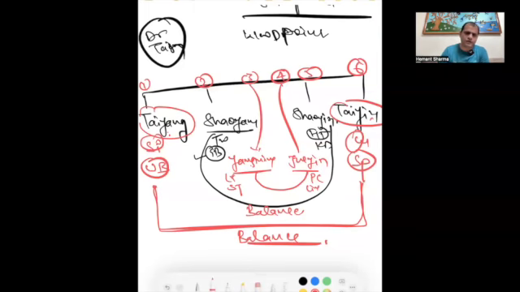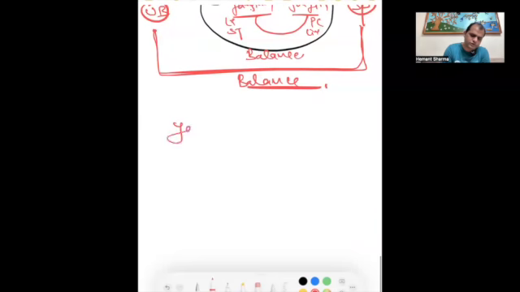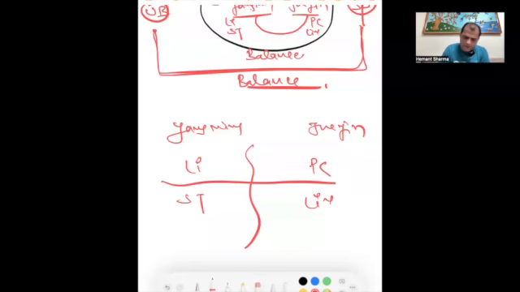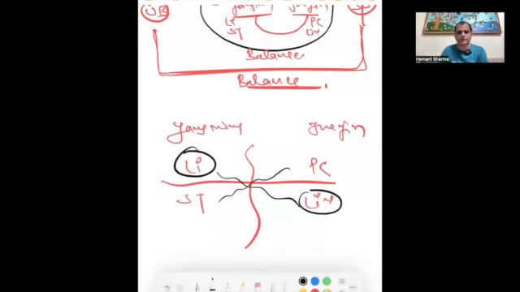Let's see the inner circuit. Inner circuit means Yang Ming and Jue Yin. Yang Ming means LI and ST, large intestine and stomach, and Jue Yin means pericardium and liver. They balance each other, or we can make the circuit in that way. LI will balance the liver, pericardium will balance the stomach, because LI is the meridian of the upper part, and the liver is the meridian of the lower part. So the upper part will be balanced by the lower part.